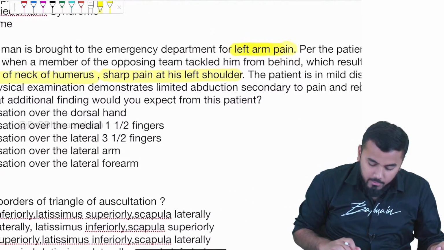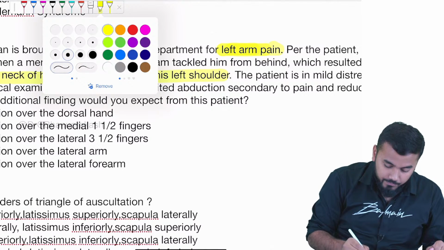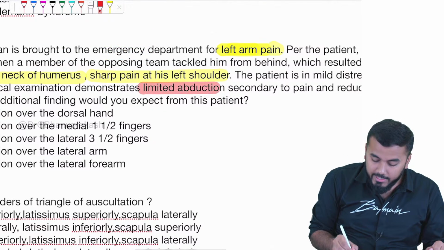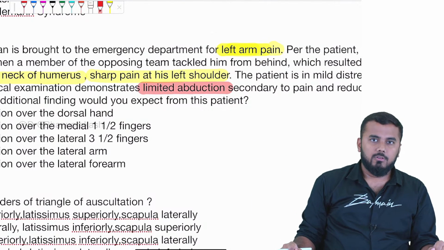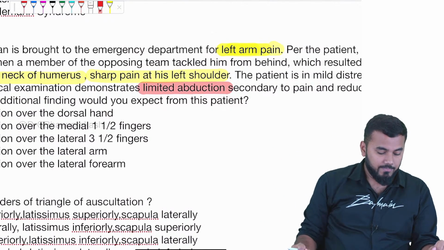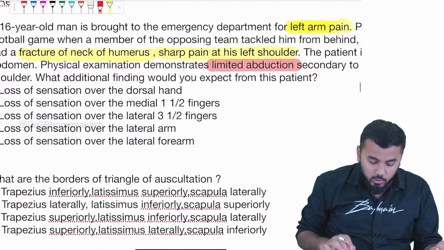Physical examination demonstrates limited abduction. Now, I want your attention here. The patient is having limited abduction. Which nerve performs this action, abduction, guys? Axillary nerve. Next, reduced muscle tone over the shoulder.